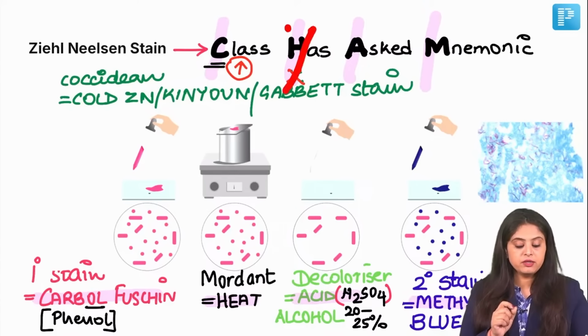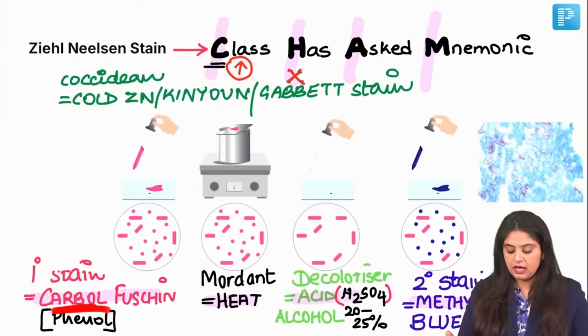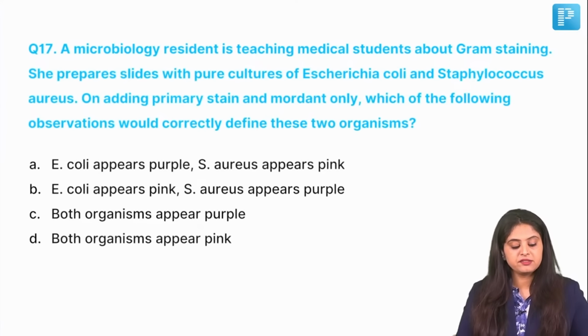If you are not using a mordant, then what do I do? I increase the concentration of phenol, which is carbol fuchsin only. So I think we are settled with all of these. I can move on to the next staining.